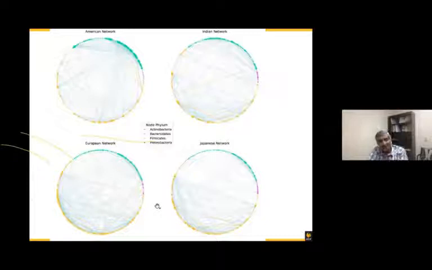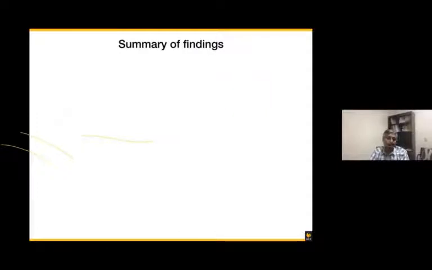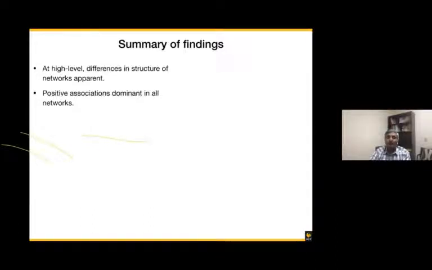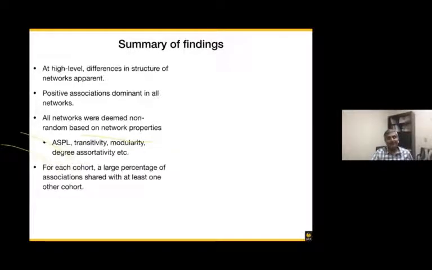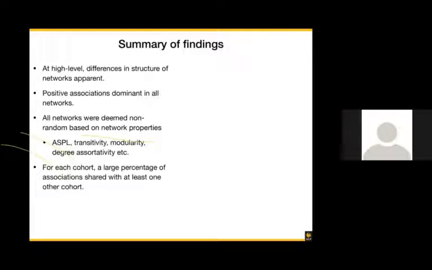Well, we took these networks and decided to study them further. And in that paper, we discussed a whole bunch of our findings. And I just want to summarize some of what we found. One is that at a high level, there are differences in the structure of these networks, okay? Positive associations, that is edges that are positively weighted, are more dominant in all of these networks. And also, by the way, we tested to see if these networks shared properties with random networks, these Erdős-Rényi networks. And we found, based on different network characteristics, that they are certainly not random, okay?